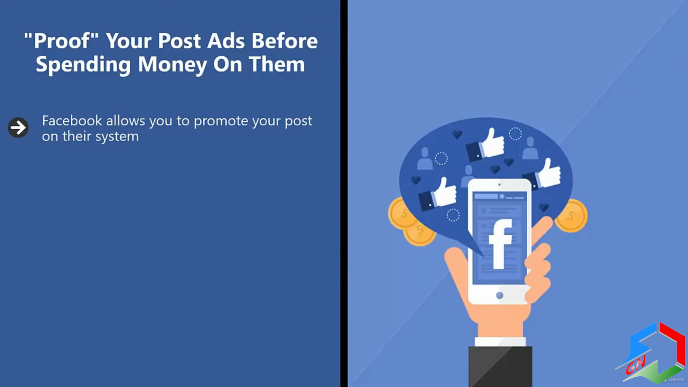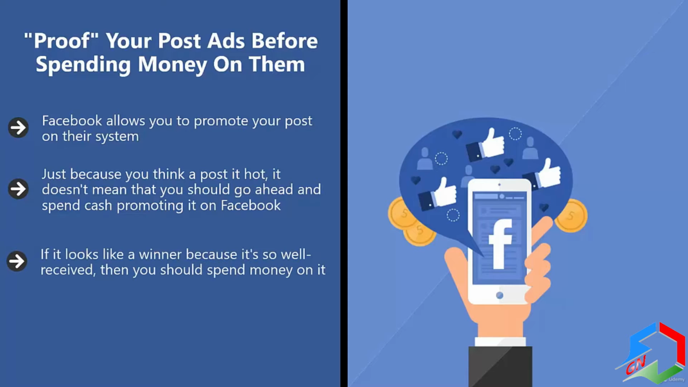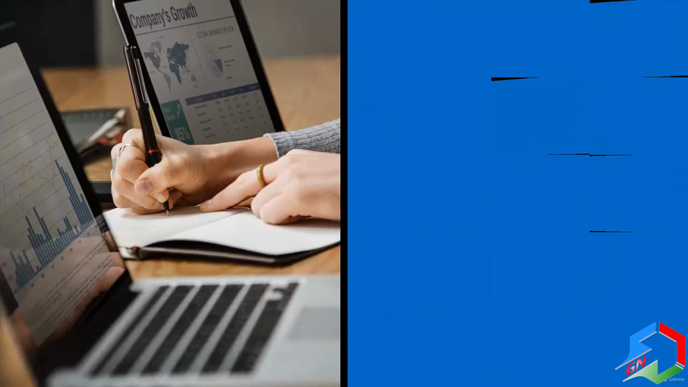Proof your post ads before spending money on them. Facebook allows you to promote your post on their system. Just because you think a post is hot, it doesn't mean that you should go ahead and spend cash promoting it on Facebook. Do yourself a big favor and post it on your timeline and see how many shares, comments, reactions, and other engagements you get. If it looks like a winner because it's so well received, then you should spend money on it. This way you proof your ad post ahead of time. You're not coming out of right field. You're not conducting some sort of wild experiment. You may need to build up your page first to pull this off successfully.